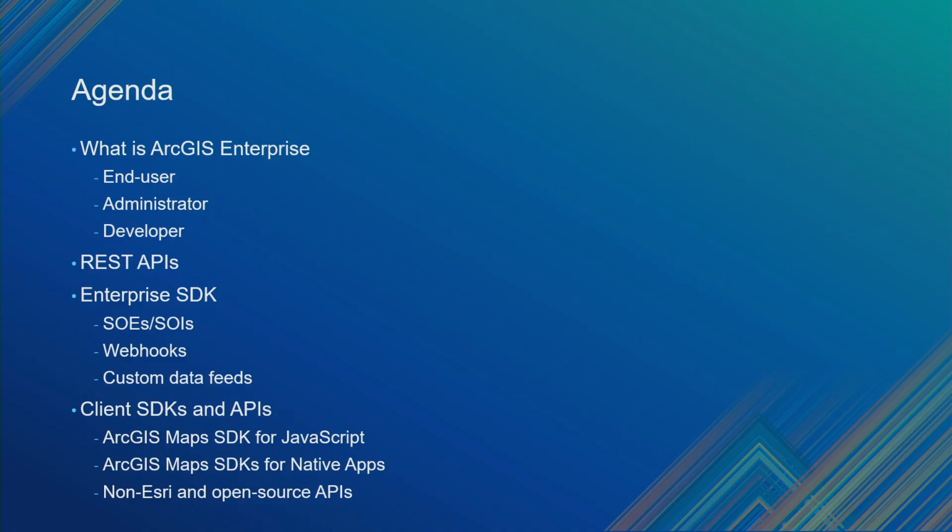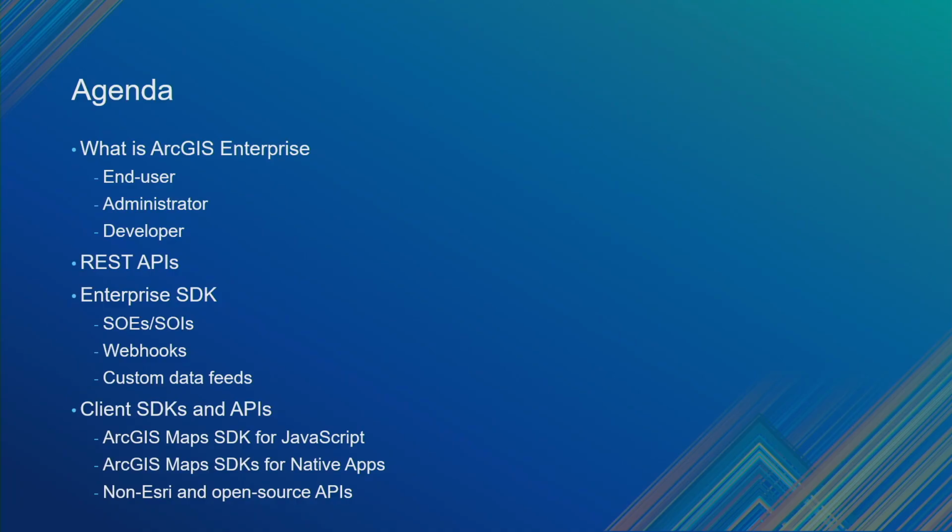We'll take a look at the REST APIs and the Enterprise SDK. The Enterprise SDK allows us to extend Enterprise in a variety of ways using server object extensions, server object interceptors, custom data feeds, and then an additional extensibility option of webhooks we'll talk about as well.